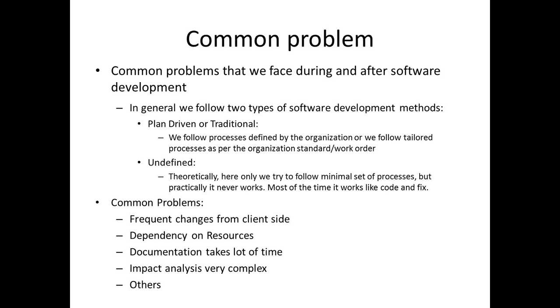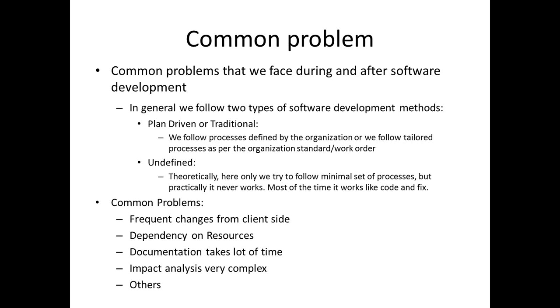Coming to the next slide, where we are trying to look at the common problems that we face during and after software development. We are following two types of methods. One is plan driven, which we also call traditional, where we mostly follow processes defined by the organization. That means each organization has its own set of processes. Sometimes we tailor that process as per the organization standard or the work order, or the customer may require something else. That is what plan driven or traditional means.